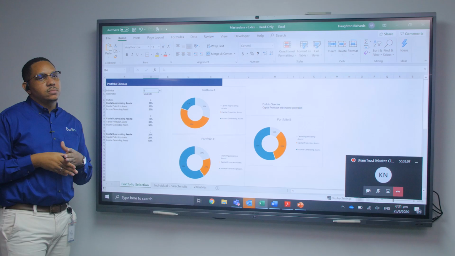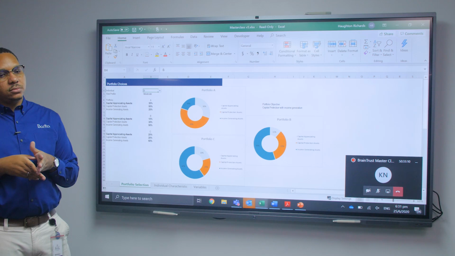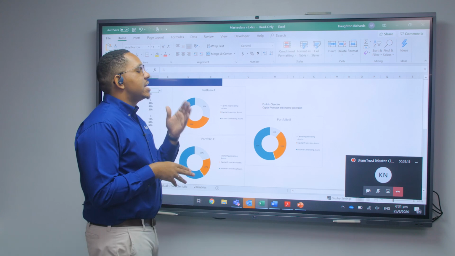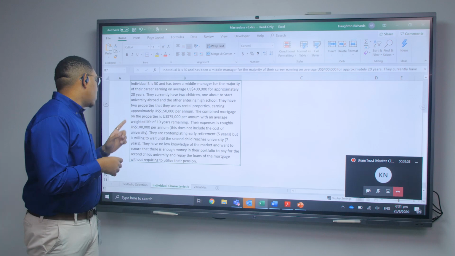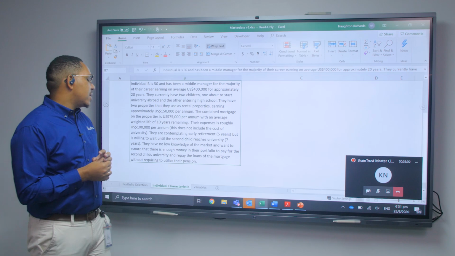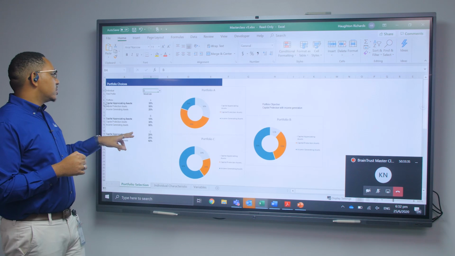Sorry, are you including the fact that she says she has no knowledge? Yes, you have to include, and Sean made the point, you have to include the fact that she says she has low knowledge of the market. She wants to ensure there's enough money in her portfolio to pay for the second child's university and repay the mortgage loans without requiring the utilizer pension. So she has low knowledge of the market.